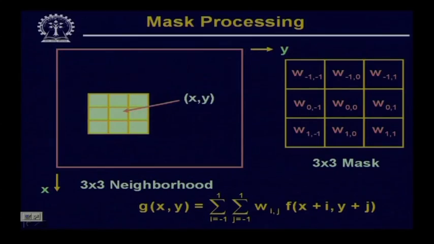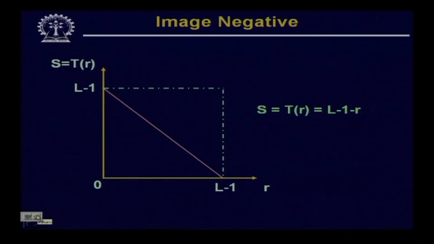Now, let us come to the point processing techniques. The first one that we will consider is a point processing technique which we will call the negative image. In many cases, the images that we get contain white or gray level information embedded in black pixels or very dark pixels. The nature of the information is such that we have very few white or gray level information present in a background which is very dark.